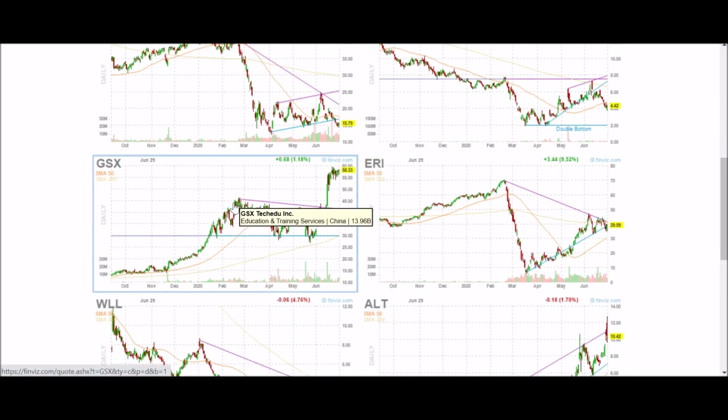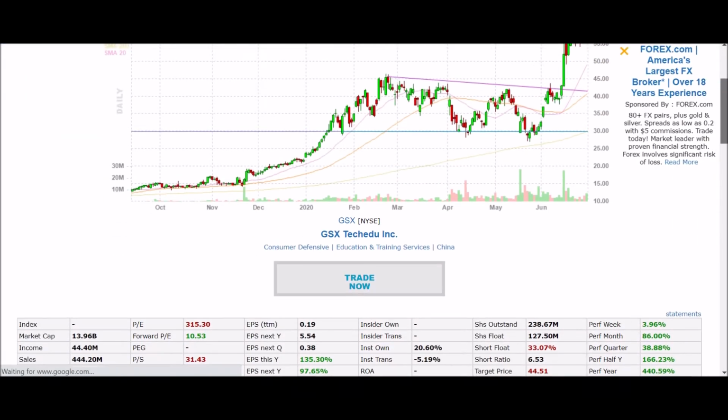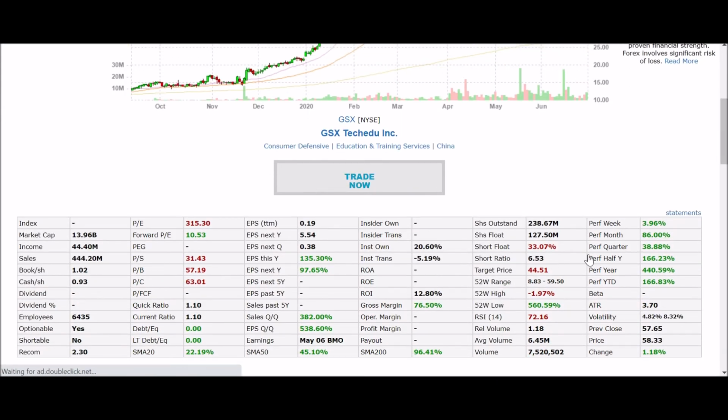Wow, look at this one. GSX. Talk about a bull flag pattern developing there. Let's see what the float short is on this one. 33%. Wow. Now these numbers aren't always completely up to date.